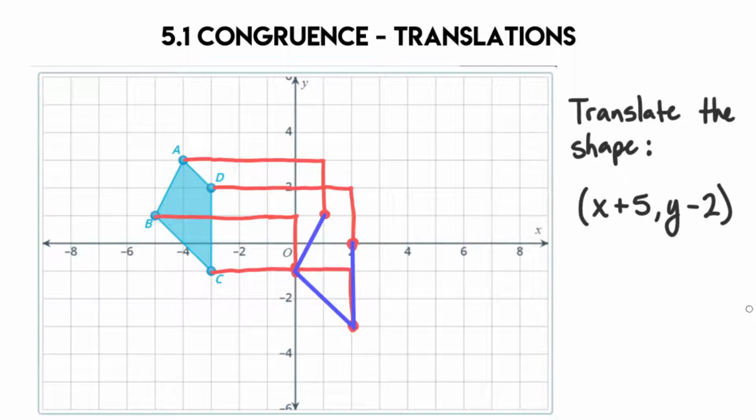Oh, I do want to make sure this is properly labeled as well. So if this was A, this top one would be A prime. This one was D, so this would be D prime, B prime, and finally C prime. Cool? Again, the original keeps just the regular letter. The after image is going to have the primes.